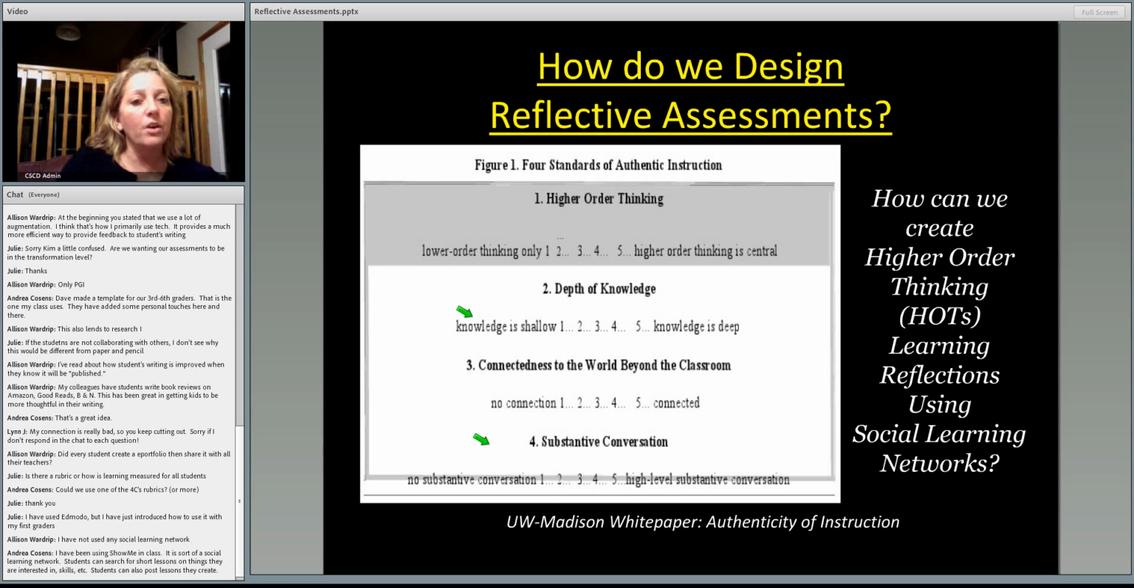So we're looking for all of these things. We're looking for the higher order thinking. We're looking for a depth of knowledge. We're looking for connectedness to the world beyond our classroom. And we're looking for substantive conversation. So this one is huge.